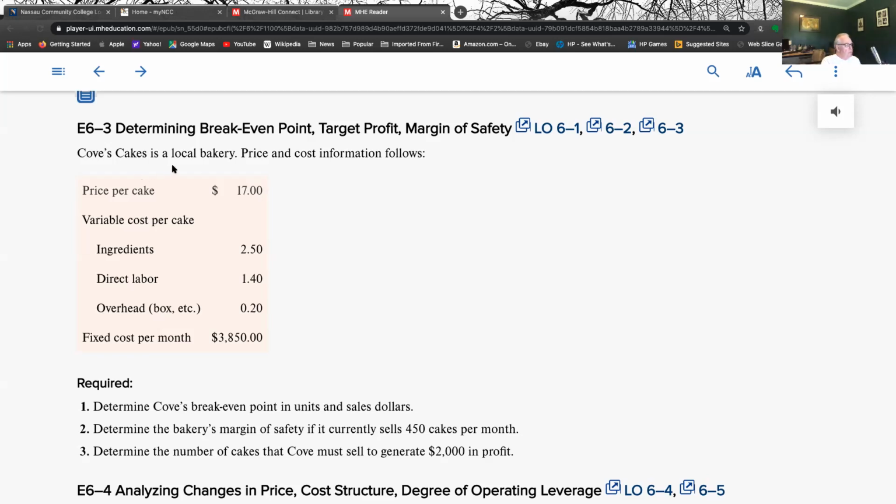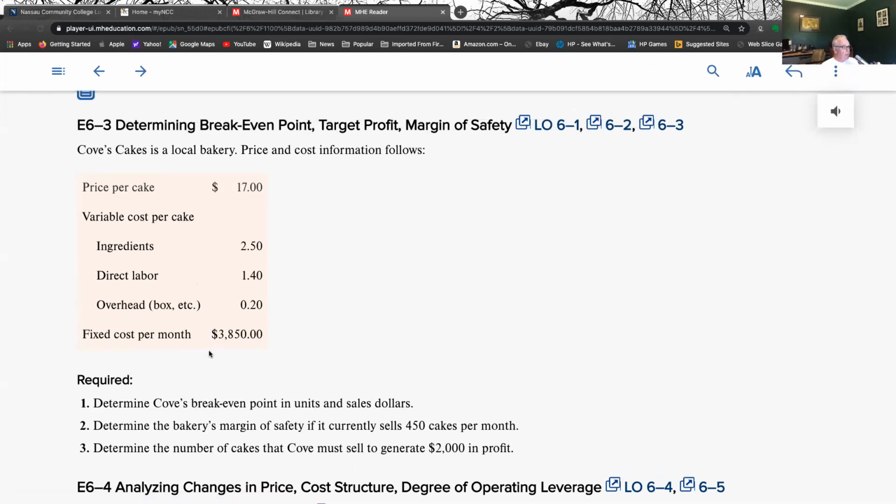Cove's Cakes is a local bakery. Price and cost information follows. So they give us the price per cake. The selling price is $17 a cake. The variable costs, we have to add these together: $2.50 ingredients, $1.40 direct labor, 20 cents overhead. Fixed cost per month, $3,850.